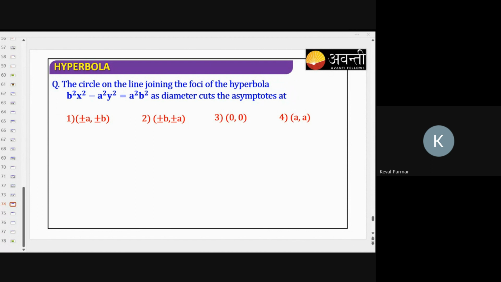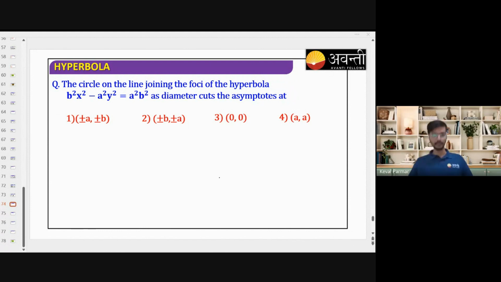Yeah, I hope you have started solving. A circle on the line joining the foci of the hyperbola. Now, see this, if I divide by a square b square, then I'll get the standard hyperbola only: x square upon a square minus y square upon b square equals 1. Correct? So this is the standard hyperbola.